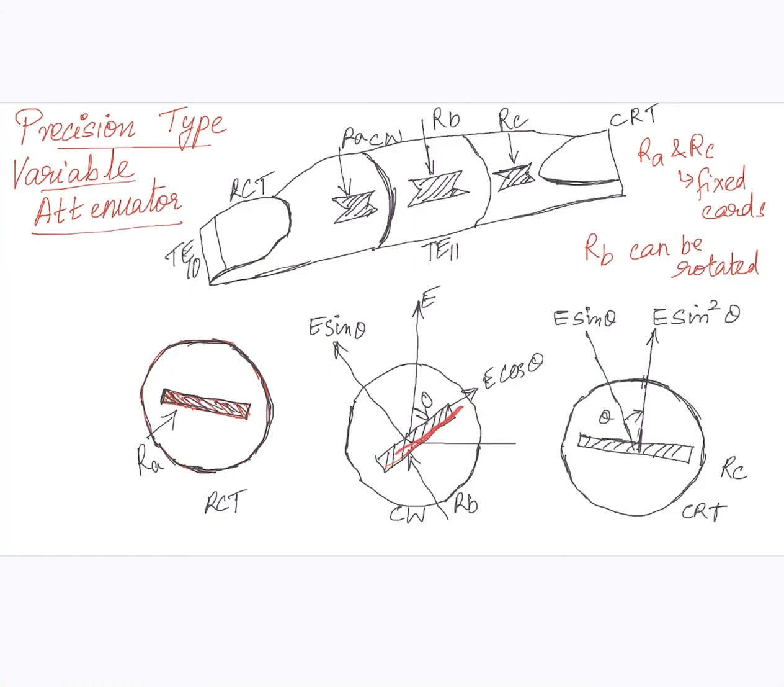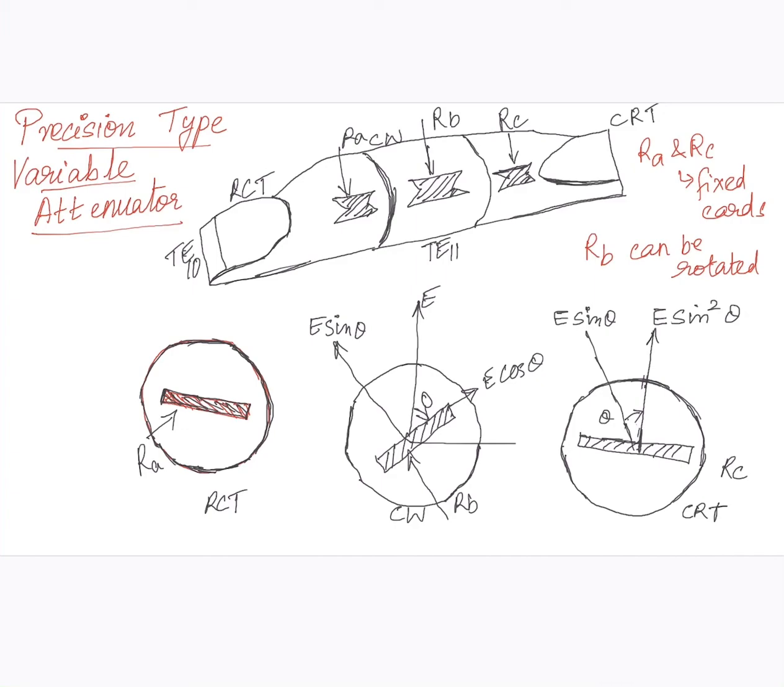So for the component parallel to the resistive card, that is E cos theta, the electromagnetic signals which are parallel will get absorbed by this resistive card and whichever is traveling in the other direction, that is E sin theta, will get transmitted. So all the E sin theta component will get transmitted and the E cos theta component will be absorbed by the resistive card. So the final transmitted signal will be equal to E sin square theta.